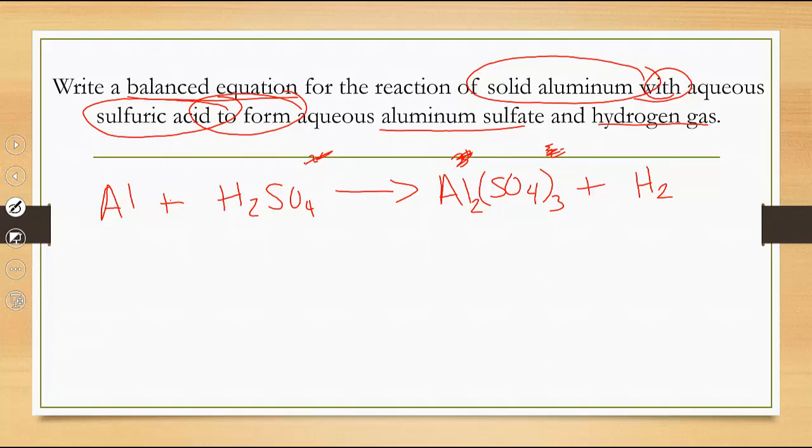Now I'm going to write out what needs to balance. We have aluminum, hydrogen. I see sulfate on the left and on the right, so I'm going to keep that as a whole rather than breaking it up into sulfur and oxygen. You could break it up if you wanted to, but it's easier if you keep it together. So there's my sulfate. Aluminum, I have 1 on the left and I have 2 on the right. Hydrogen, I have 2 on the left and 2 on the right. And sulfate, I have 1 on the left and 3 on the right.